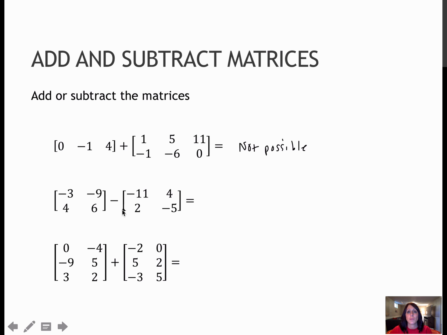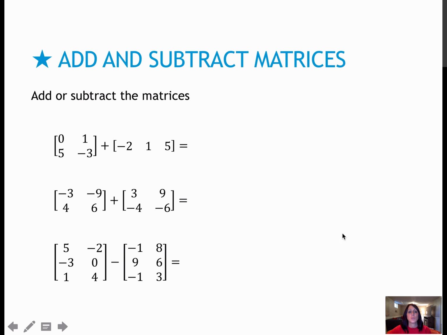For the second one, I'm subtracting, so again, I'm going to change it to plus. I'm going to change every single sign in the second matrix, and then I'm just going to add the matrices together. -3 plus 11, -9 plus -4, 4 plus -2, and 6 plus 5. There's my solution. For my last one, it's just addition. So I have -2, -4, -4, 7, 0, 7.